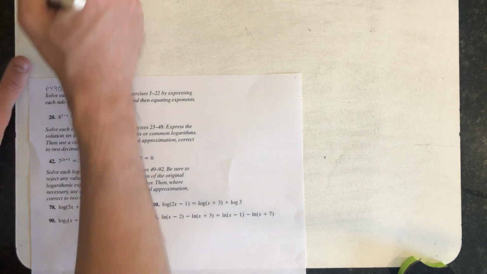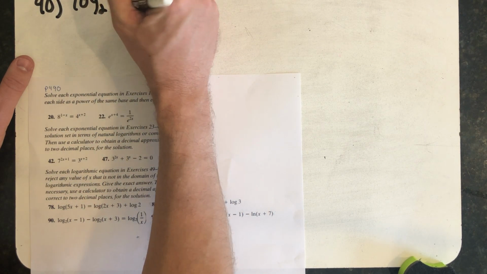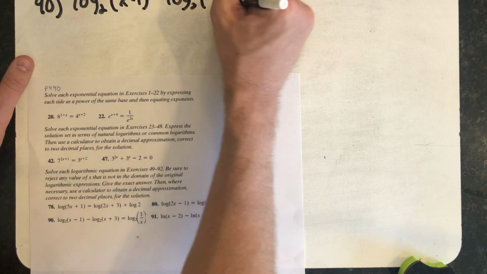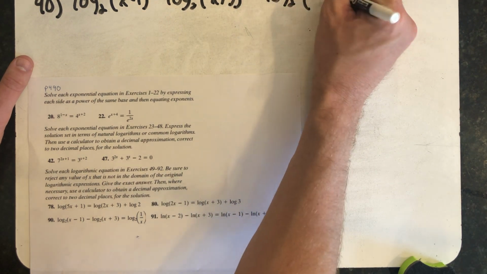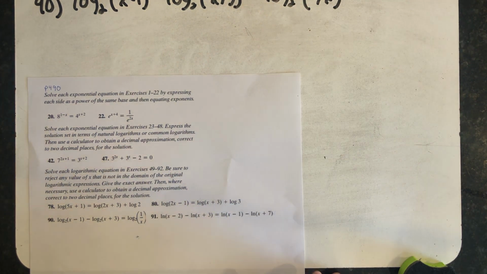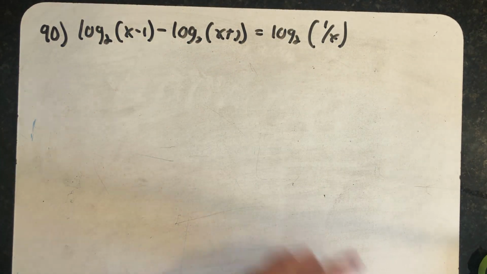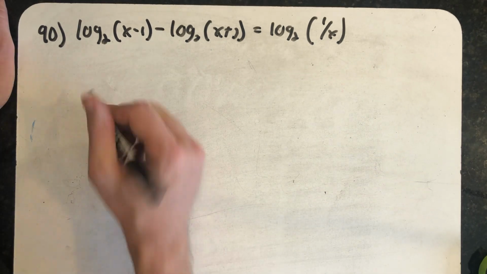Numbers 90 and 91. All right, so again, I have logarithms on both sides, so I think I'll condense both sides. There we go, number 90. Condense the left-hand side, this side's already condensed, and then solve the resulting equation I get when I set the insides equal to each other.